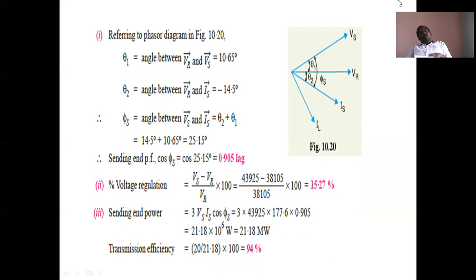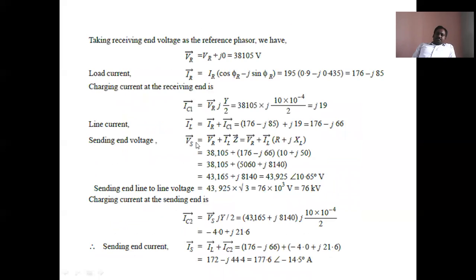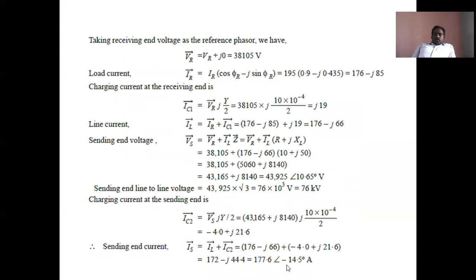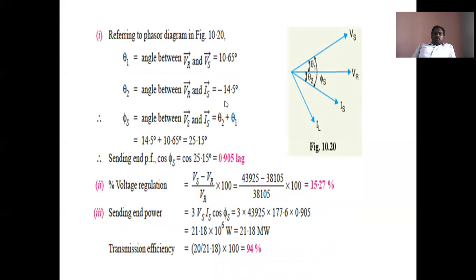For every problem, we have the angle between VR and VS, when VR is converted to polar form. Theta 2 is the angle between VR and IS bar. So then VR angle is 0. IS angle is minus 14.5. So theta 2 plus theta 1 is minus 14.5 plus 10.65. So then here 25.1. So then the sending end power factor is cos 25.15, 0.9059.